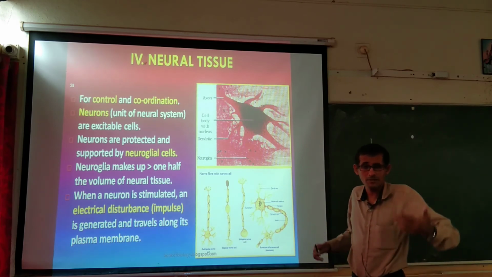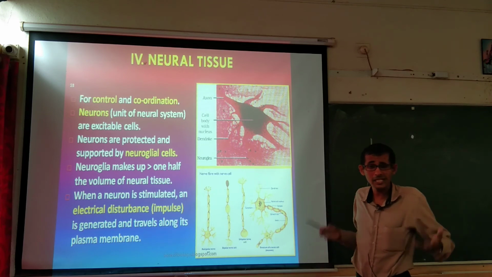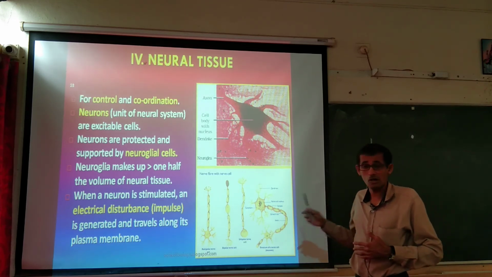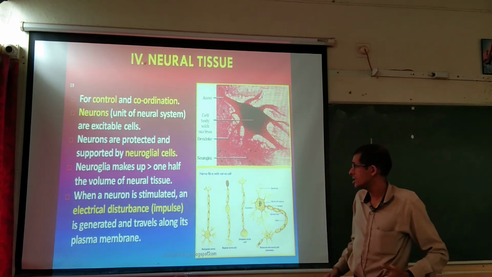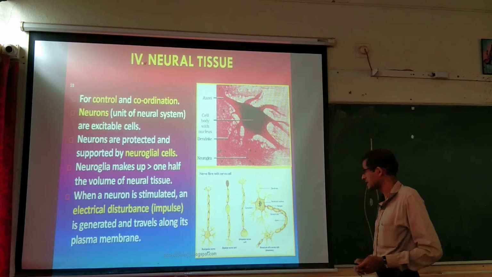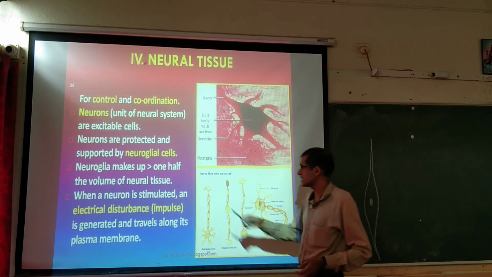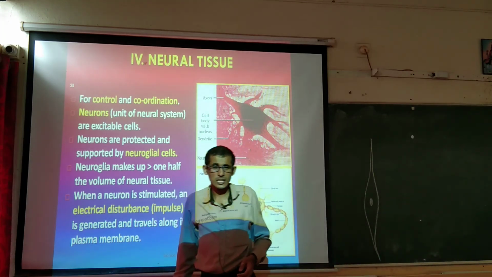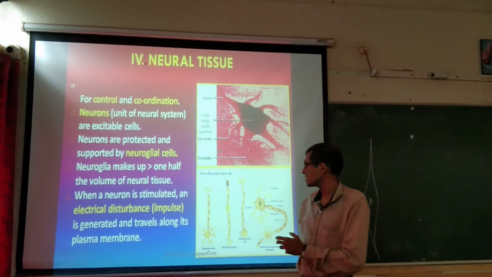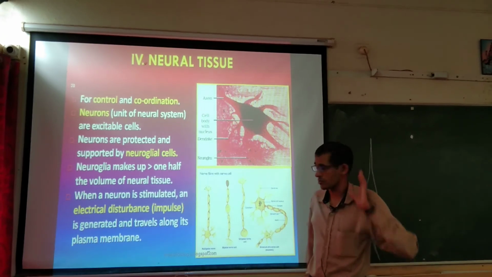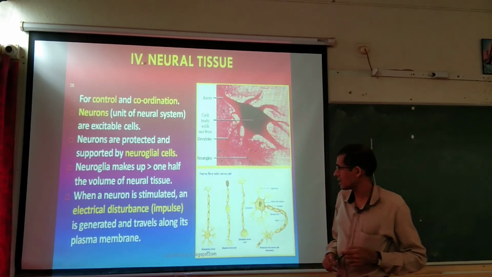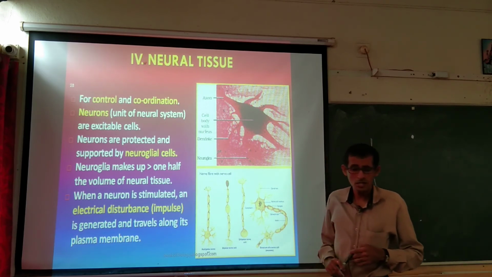Neurons are excitable cells. They go into excitation when they are getting the signals, and they are responsible for control and coordination of entire body function. Neurons are protected and supported by neuroglial cells. That is important, make a note of it. What are neuroglial cells? These are the supportive cells and give protection to the individual neurons. The neuroglia makes up more than one half the volume of neural tissue.